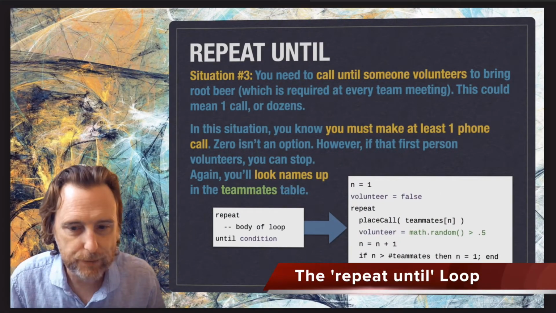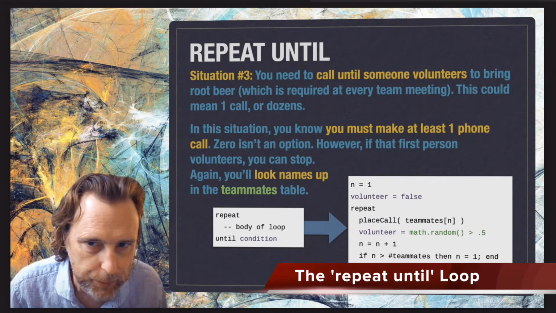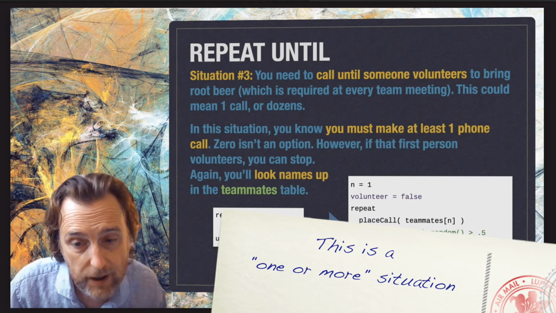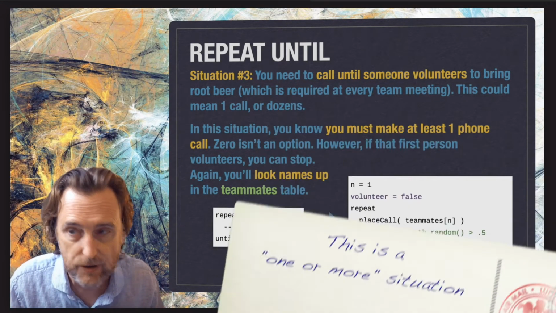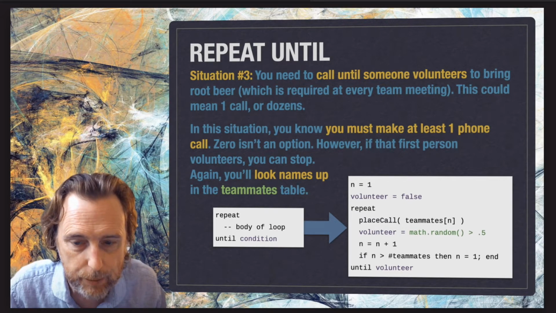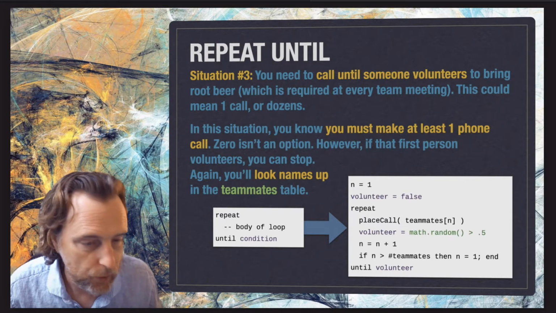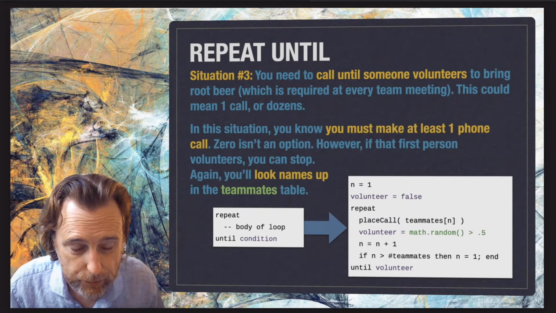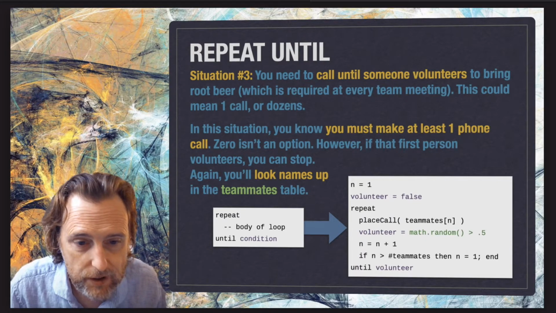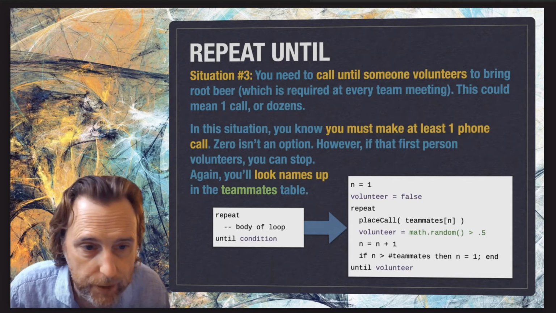Okay, the repeat until. Situation 3, you need to call until someone volunteers to bring the root beer. Since you always have root beer, you know you're going to call once. If that person agrees, then you're done. So this is actually a good scenario for repeat until, because we know we need to place one call no matter what. We could code this with a while loop, but it's more fit to the repeat until loop. So using a repeat until loop will make our coding a little bit simpler than if we coded it with a while loop.